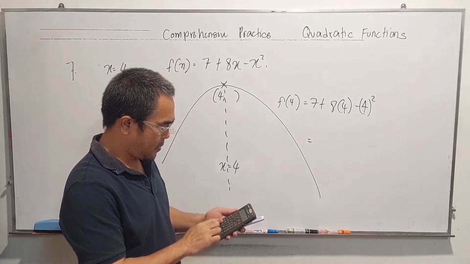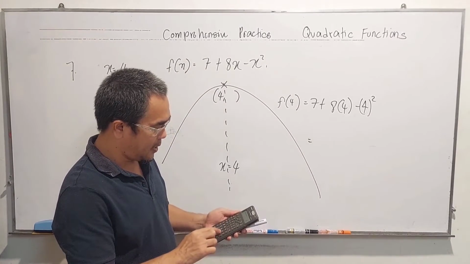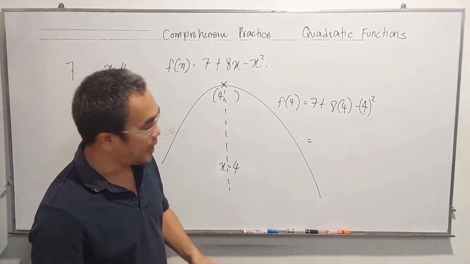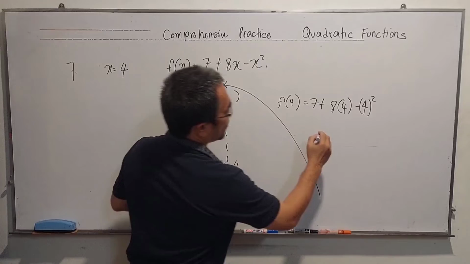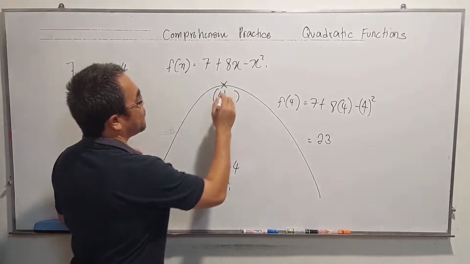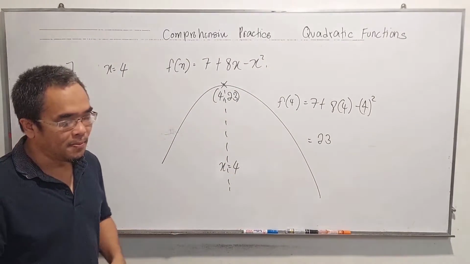7 plus 8 times 4 minus bracket 4 squared. Make sure it's in brackets. It is 23. Okay, so equal to 23. So the coordinates will be (4, 23). Okay, is there any problem on this?